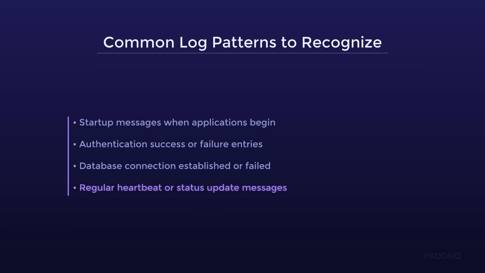Regular heartbeat or status update messages. These are automated logs confirming a system or service is running normally, like a steady pulse. For instance, an application might log health check passed every 30 seconds. Recognizing these helps you quickly filter out normal activity and focus on genuine issues.